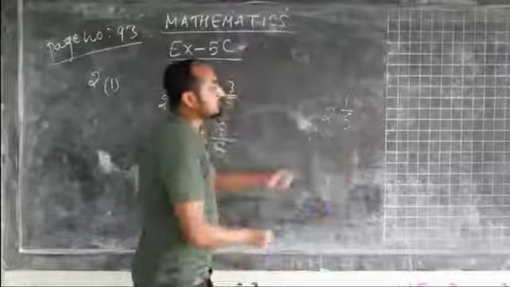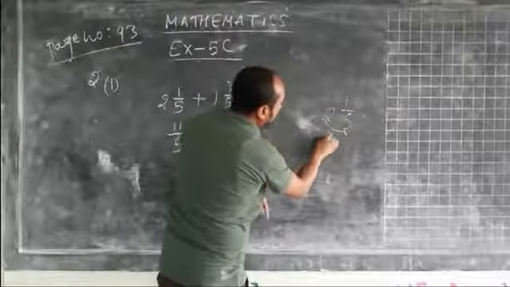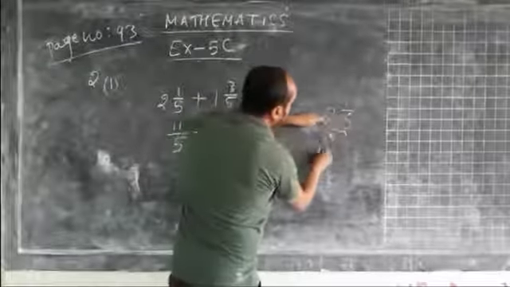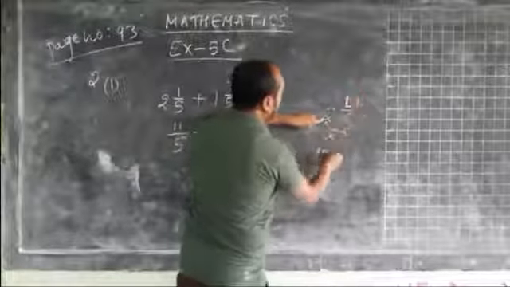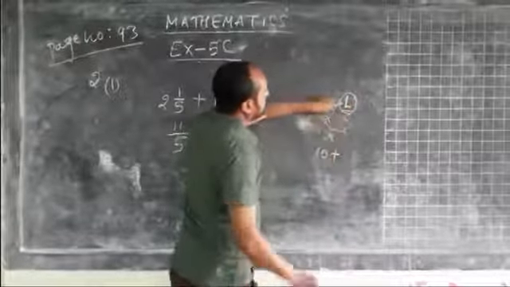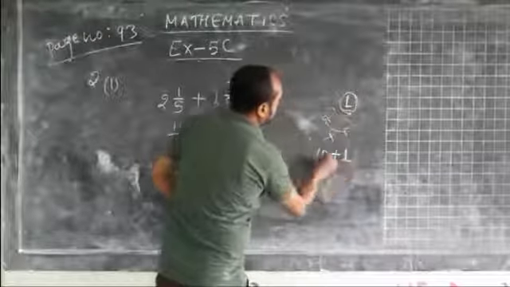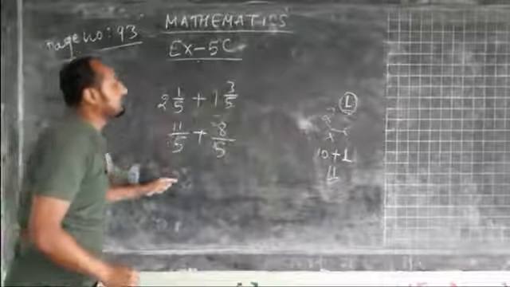So what we have to do is multiply these two numbers. 5 2s are 10, and whatever is in the numerator we have to add that. So 10 plus 1, we have 1 here, so 10 plus 1 will get 11. So that's why it is 11 by 5.